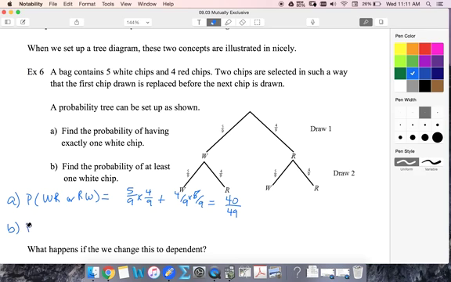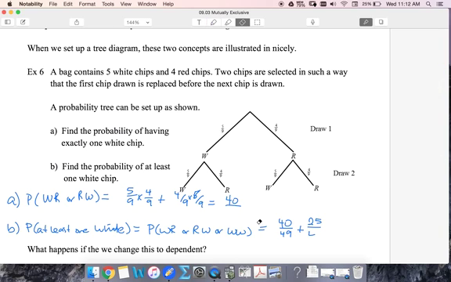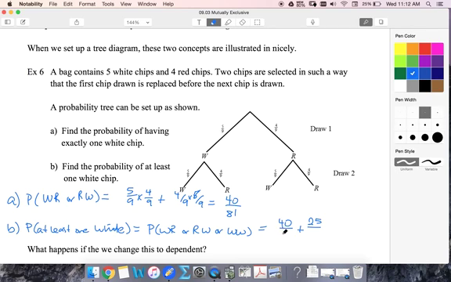At least 1 white, well, that's the same as white red or red white or white white. Since I've already got these two, I'm just going to add white white, which is 25 out of 49. Oh, it's not 49. 9 times 9 is 81, not 7 times 7. Let's fix that. 81, 81, 81, so 65 out of 81.